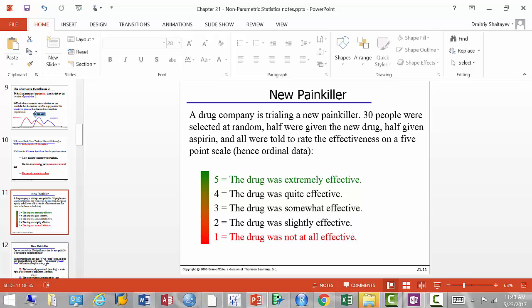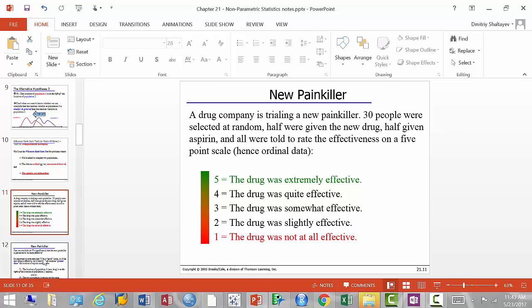So one group takes aspirin and we ask them, what do you feel on the scale from 1 to 5? Another group takes a new drug, experimental, but again we don't tell them that this is a new drug. We just tell them, here is a painkiller for you. In an hour we're going to ask you again, what do you feel? And you tell us, 1 through 5, right? Okay, so we collect samples and now we have to test them.